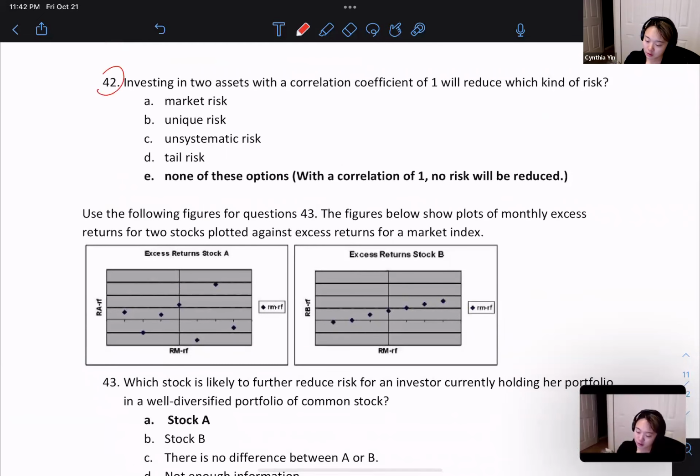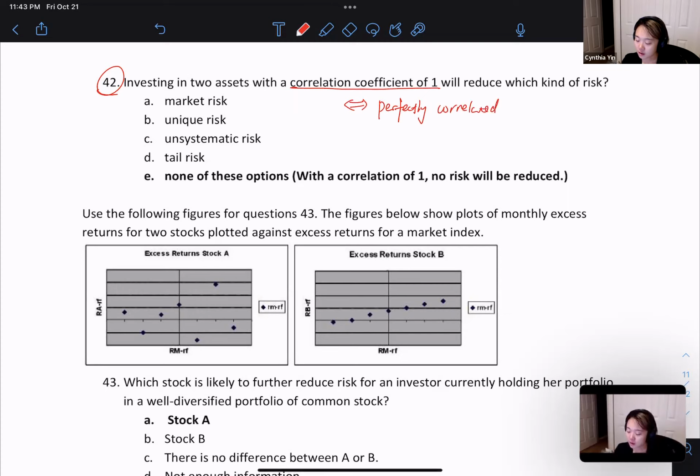42. Investing in two assets with correlation coefficient of 1 will reduce which kind of risk? Again, I mentioned it earlier. Correlation coefficient equal to 1 is equivalent to saying perfectly correlated. The portfolio's standard deviation will be just the weighted average of the standard deviations.